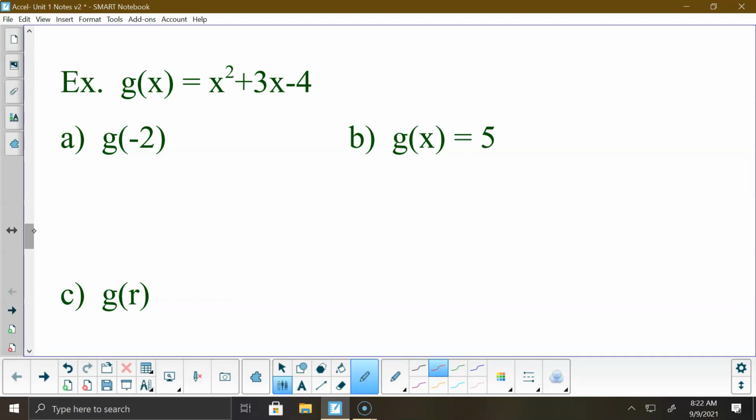All right, so do you guys see B? B's a y value, correct?